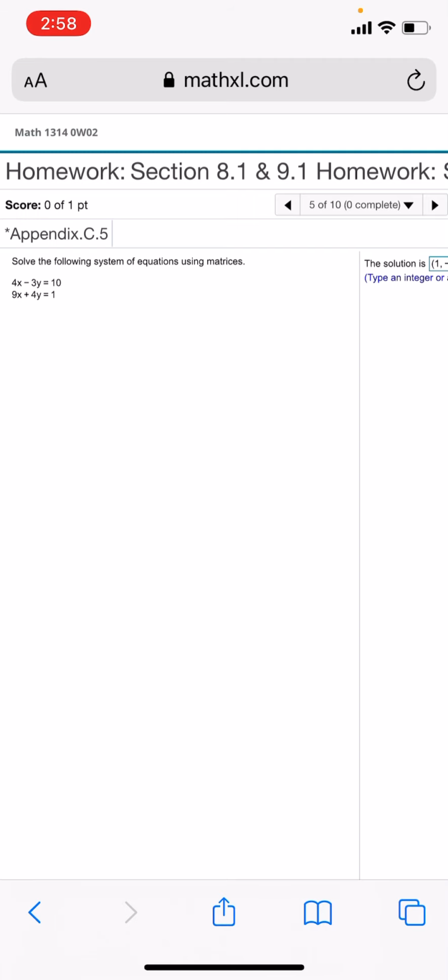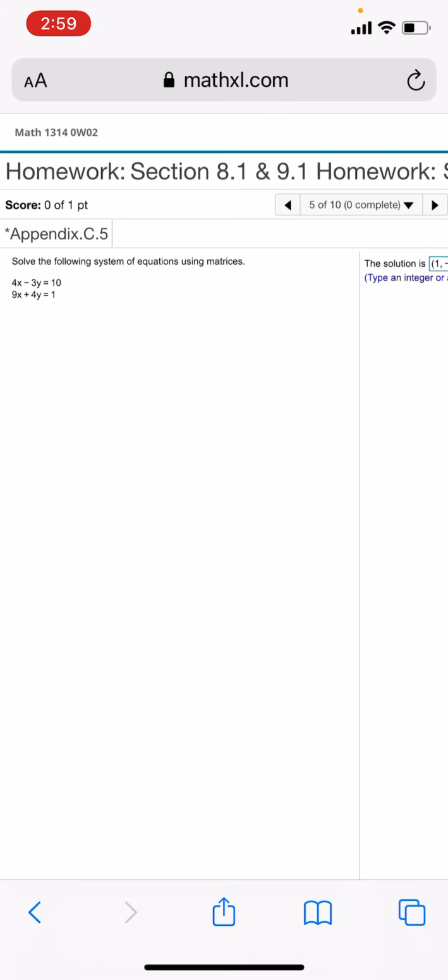So the first thing we want to do is solve the systems of equations using matrices. We're given the system 4x minus 3y equals 10, 9x plus 4y equals 1. When we say a system of equations, we just mean two or more equations. Now, when we use matrices, we're going to put the coefficients of this system of equations into a rectangular array that's going to represent the equations in a manner of speaking.